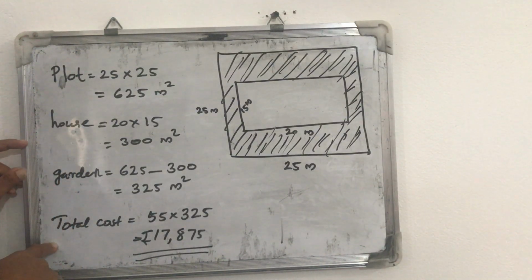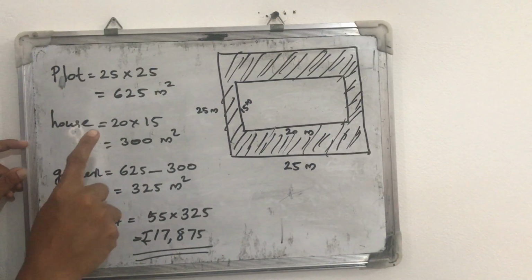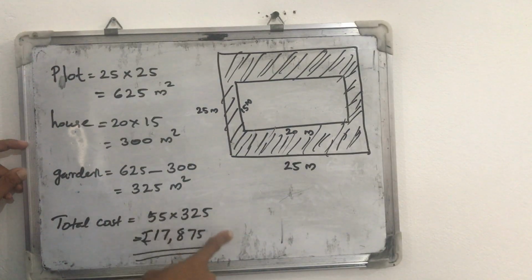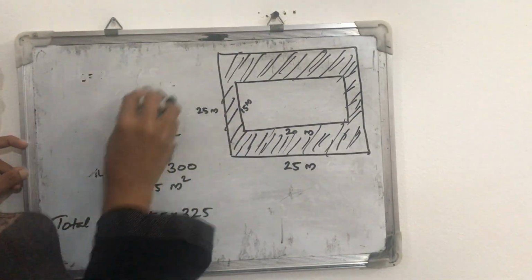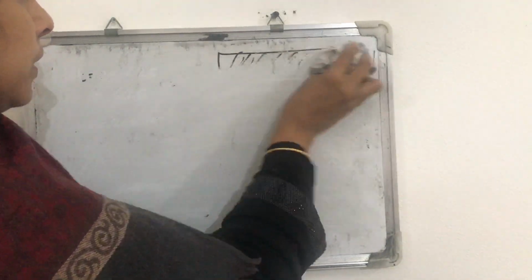Okay, then next you want to write: cost of developing garden for 1 meter square equals 55 rupees. Therefore, total cost equals 55 into 325. This way you want to write the full note, correct. Okay, next question, read in the textbook.